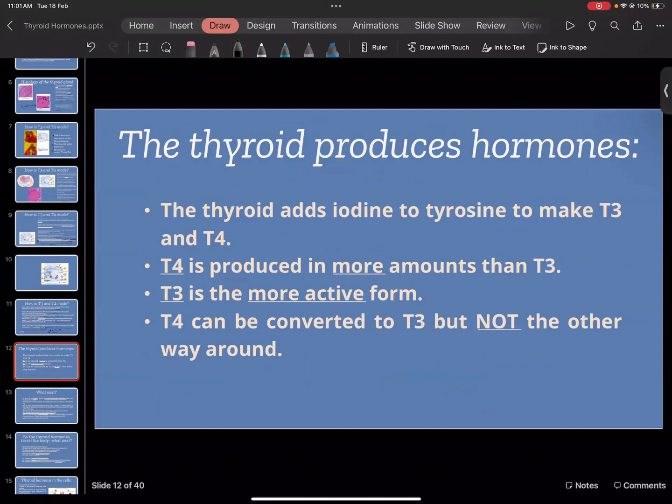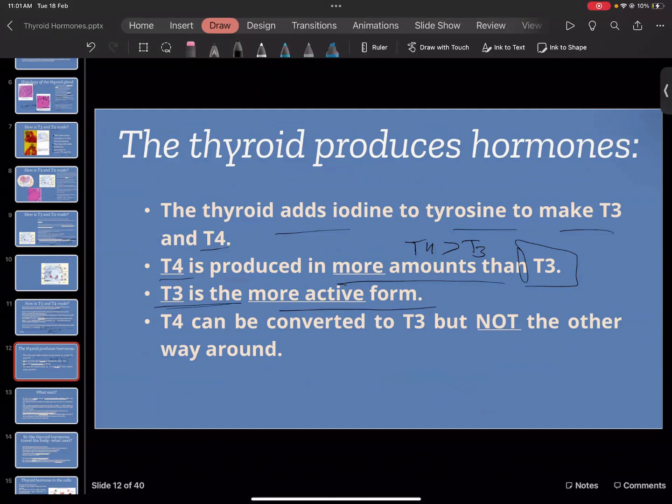So this is basically just a little summary of the points that I want you to focus on. The thyroid adds iodine to tyrosine to make T3 and T4. T4 is produced in more amounts than T3. And T3 is the more active form.